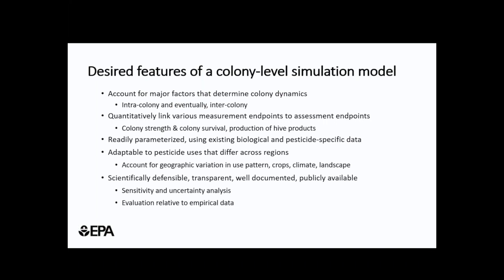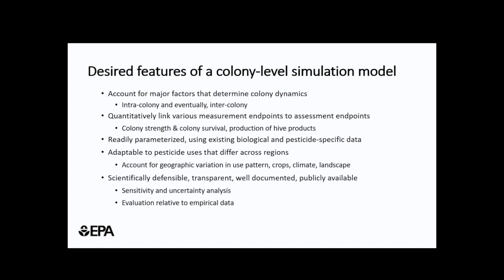We want to be able to account for measurement endpoints that are directly relevant to our assessment endpoints and our protection goals. So having an idea of the strength of a colony, which is essentially how many bees there are, how many foragers there are, the likelihood that a colony will survive, as well as production of hive products such as honey, are desired features. We want a model that we can parameterize using data that we have available, whether it's the biology of the bees or the pesticide itself. A model that requires data that aren't typically going to be available to us, especially for specific pesticides, isn't going to be particularly useful.